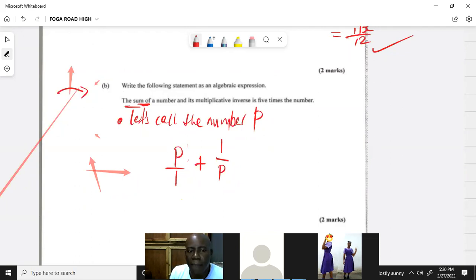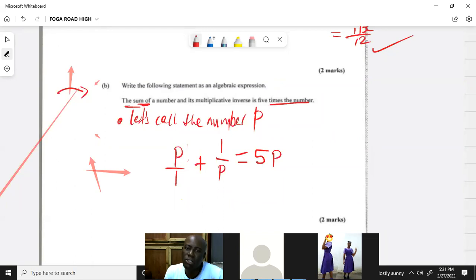Is 5 times. When you say is, it means equal. Think about it. The sum of a number and its multiplicative inverse is, that means it's equal to 5 times the number. Remember, the number is p. 5p. And that's what they just said. The sum of a number and its multiplicative inverse is 5 times the number, 5p.